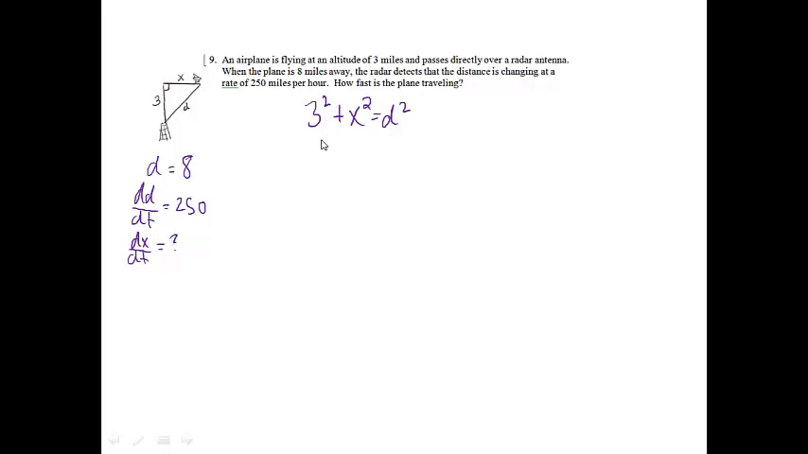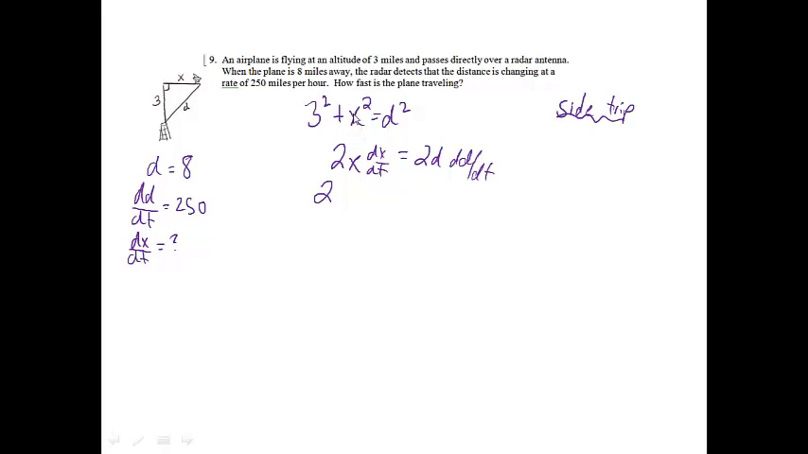Okay, now from here, we're going to go ahead and take the derivative because that's what we do after we find our equation. The derivative of 3 squared, which is 9, since that's a constant, is just 0. The derivative of x squared is 2x dx/dt, and then equals the derivative of d squared, which is 2d dd/dt. Okay, now I'm just going to start plugging in information. I have 2. I do not have my x, which guess what? Woohoo, time for a side trip.